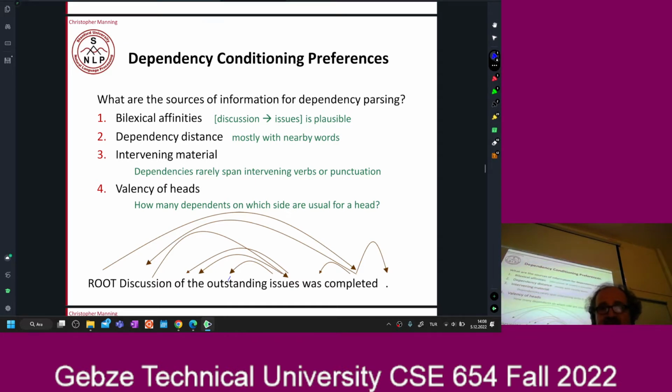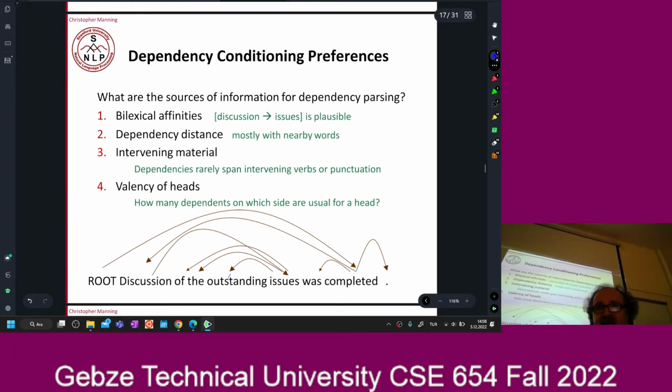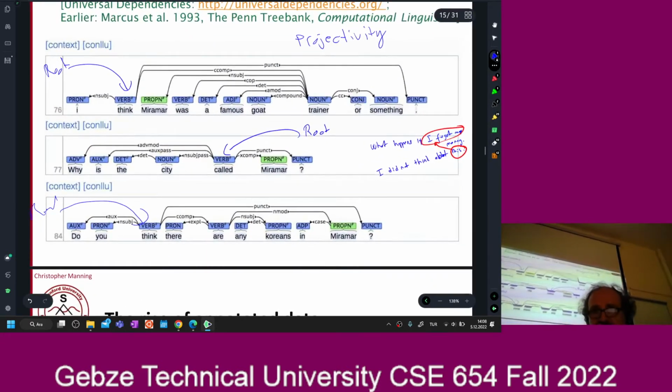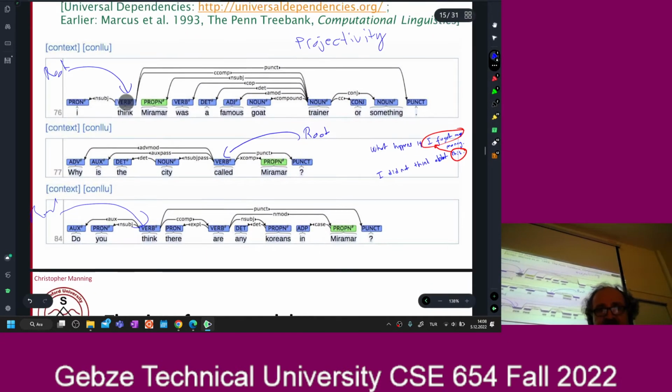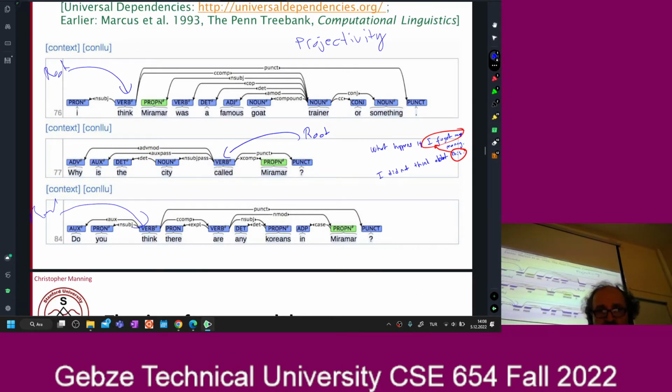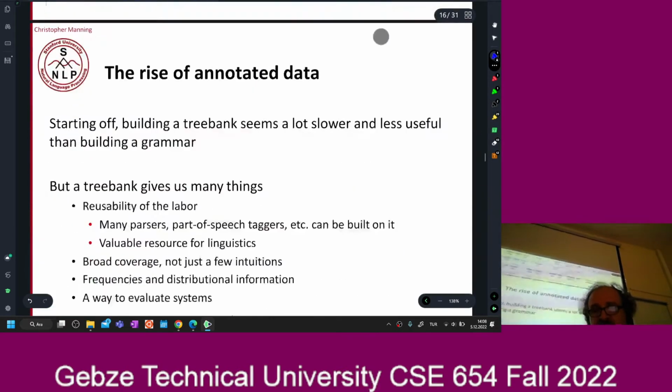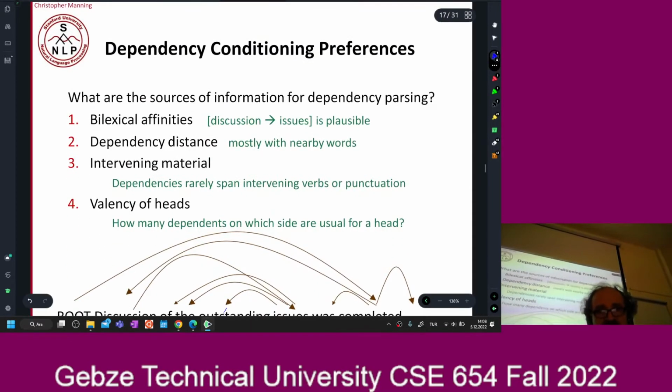Okay, intervening material: dependencies rarely span intervening verbs or punctuation. So usually you are not going to see this. Where is the verb? Verb is here, right? Nobody goes over the verb. No arc is going to go over the verb. See, verb and verb and verb and punctuation. Okay, so that's what it means.